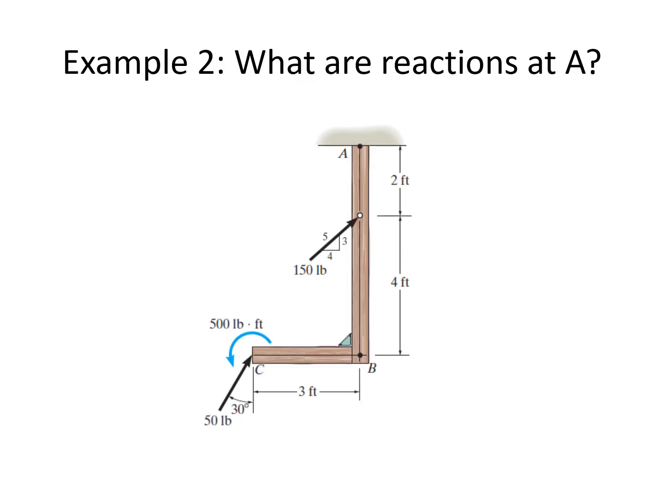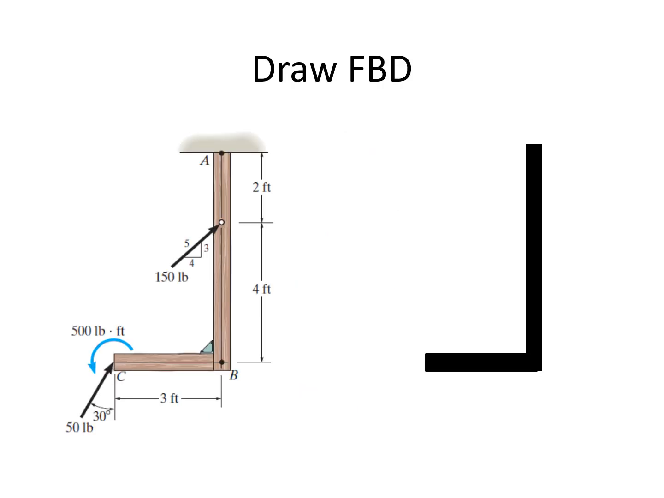So let's look at another example. What are the reactions here at A? This is a bent beam with a fixed support at A. So the first thing we're going to do is draw the free body diagram. I'm going to draw that beam, separate it from the supports, and then I will add all of my known forces and couple moments.